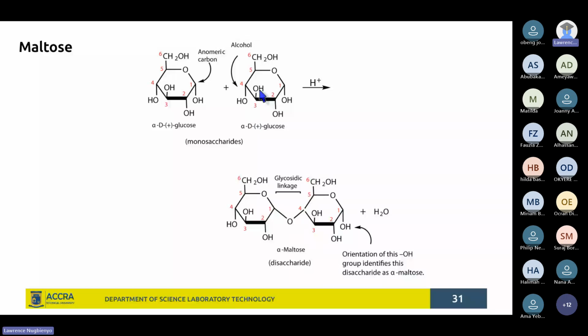And you see the glycosidic bond is formed between carbon number 1 and carbon number 4. And so that bond is referred to as a 1,4 glycosidic bond. So that's an alpha 1,4 glycosidic bond formed between 2 glucose molecules to give you the disaccharide alpha maltose.